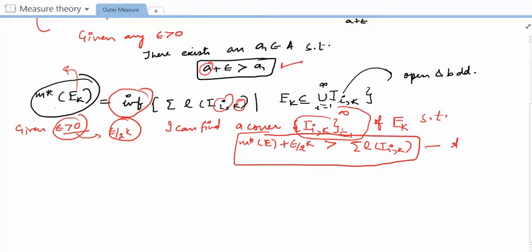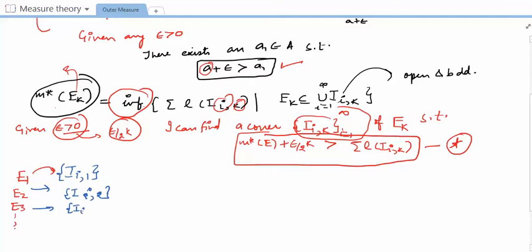Call it star. Now this was for one particular ek, so you have e1, then e2, and then e3 and so on. For e1 you have a cover I1, for e2 you have a cover I2, and for e3 you have the cover I3, and so on. And these covers satisfy this star property.